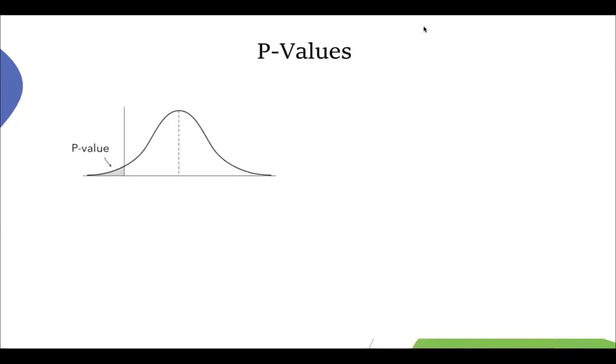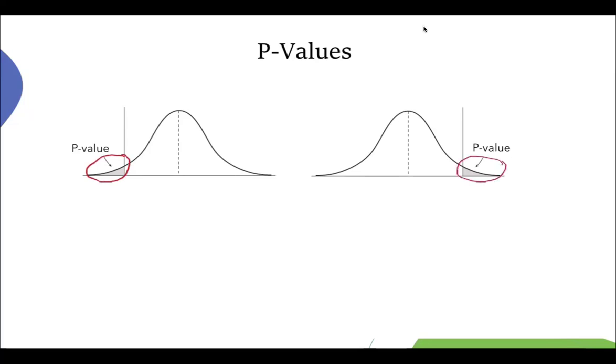So p-values, we just did an example where the p-value was on the left-hand side because we were dealing with a probability that went down to negative infinity. It said less than a particular x bar. Well, sometimes you have to find the probability on the right, more than a particular x bar. So sometimes you will be given a situation like this, and other times you'll be given a situation like this.